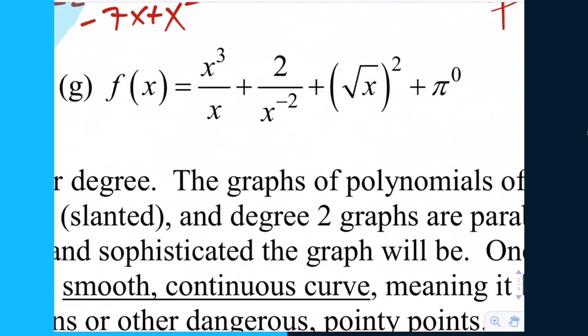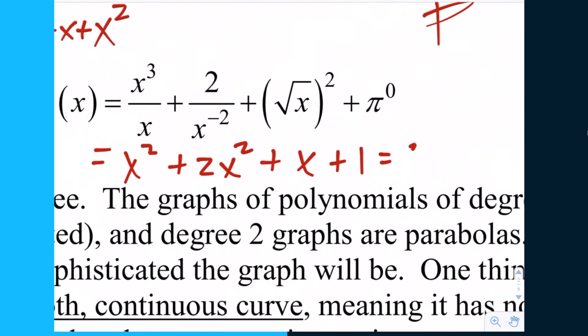All right, this one, last one. Let's see, if I simplify that, I get x squared. If I simplify that one, I get 2x to the second. If I simplify that one, I get x. And then pi to the 0, that's just 1, right? And then I can combine like terms and I get 3x squared plus x plus 1. I simplify the first term, get x squared. I bring the negative 2 to the top and get x to the positive 2. And then something squared is itself plus 1. And it simplifies, so is 3x squared plus x plus 1 a polynomial?